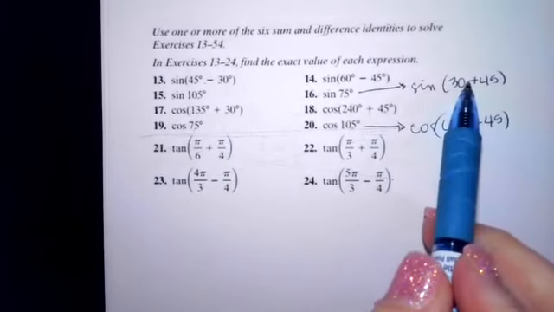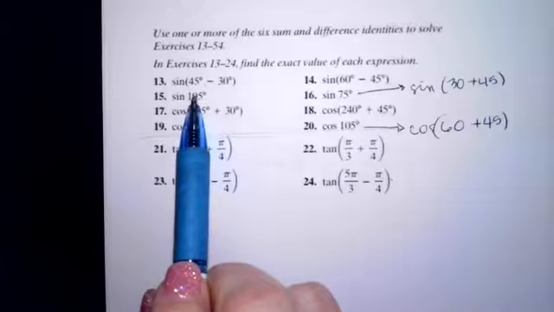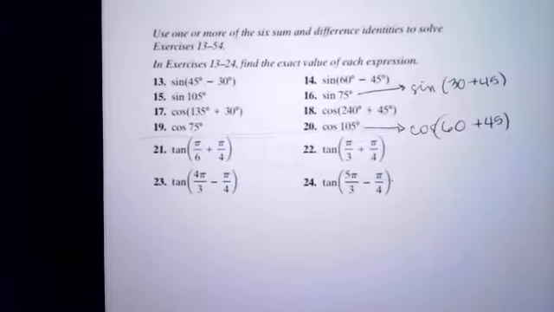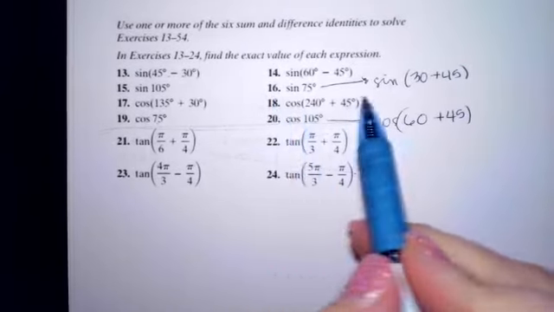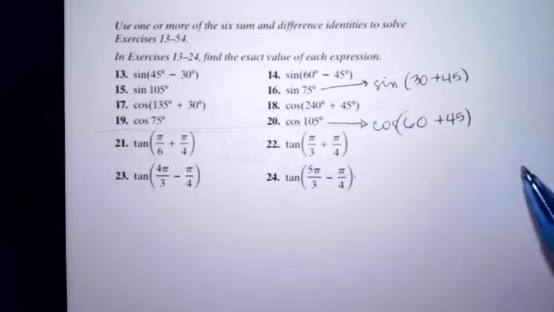For 75, I would do 30 and 45 again. For 105, same thing, cosine 60 and 45. So now looking between these two, let's do sine, because I've done a lot with cosine, I feel.